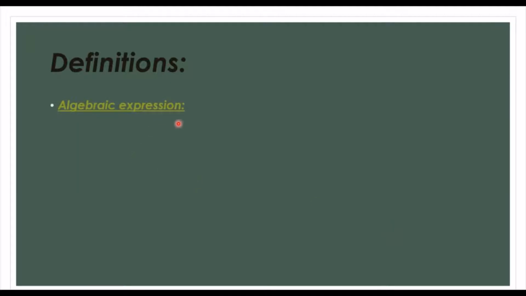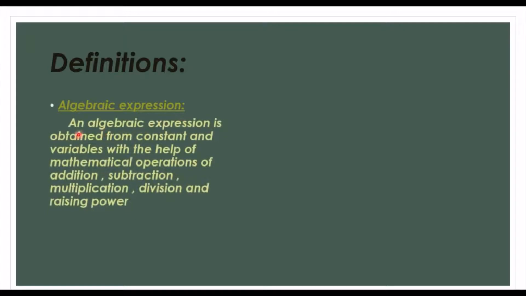Now what are algebraic expressions? An algebraic expression is obtained from constants and variables with the help of the mathematical operations of addition, subtraction, multiplication, division and raising power. For example, 5x + 3, 2y - 6z + 5. These are examples of algebraic expressions.